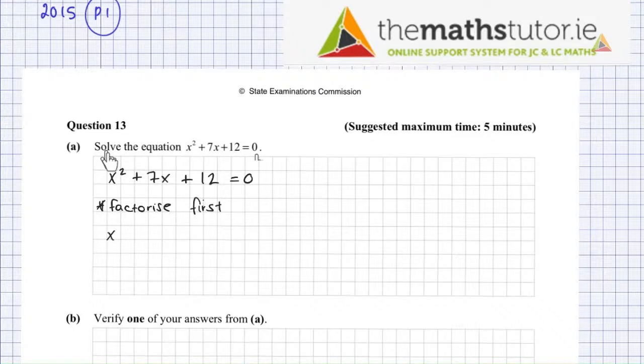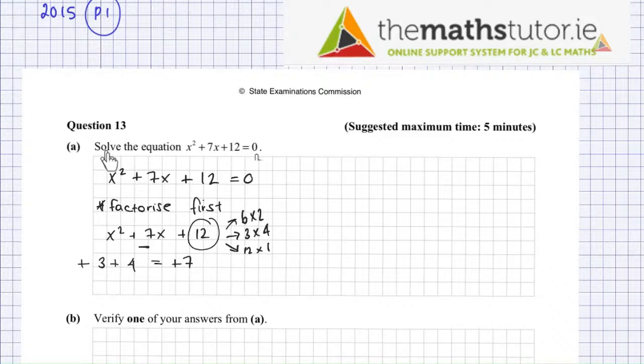Okay, so we have x squared plus 7x plus 12. So we need factors of 12. Now keep in mind that we need them to add or subtract to give you 7. Okay, so we have 6 by 2, 3 by 4, 12 by 1. So 3 and 4 will work. So we have a 3 and we have a 4, and we need it to equal the middle number, which is a 7. So if we put pluses in front of both of those, that'll work.